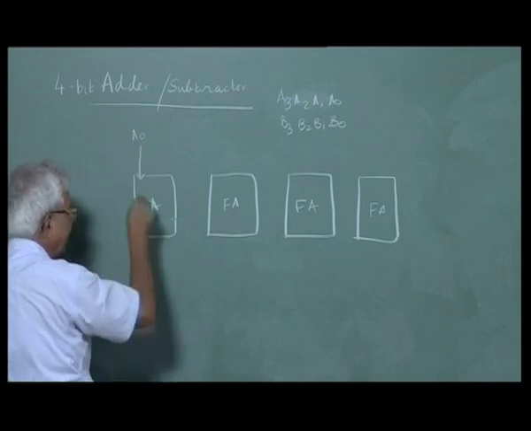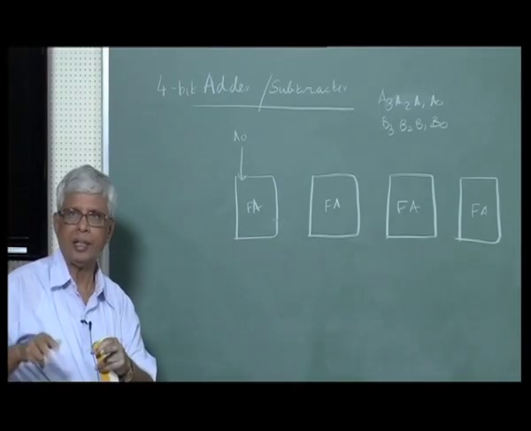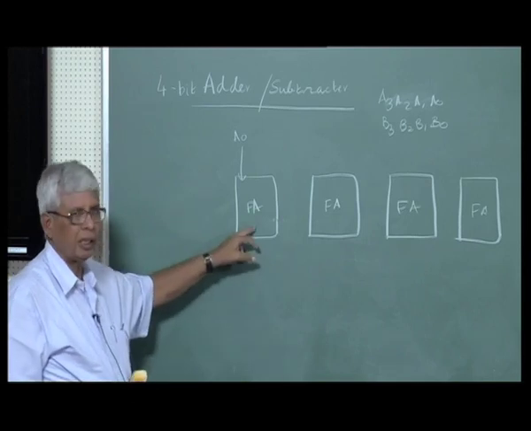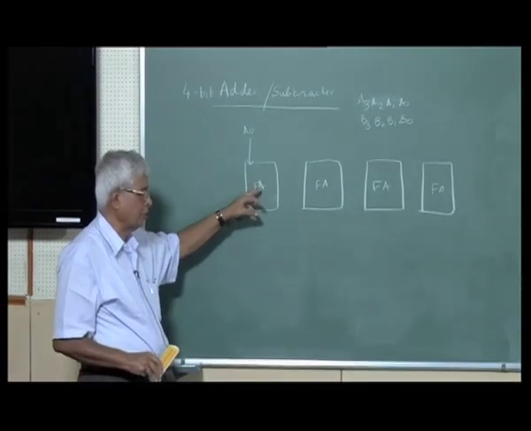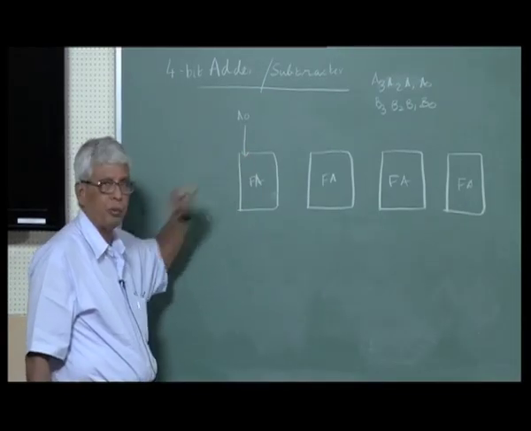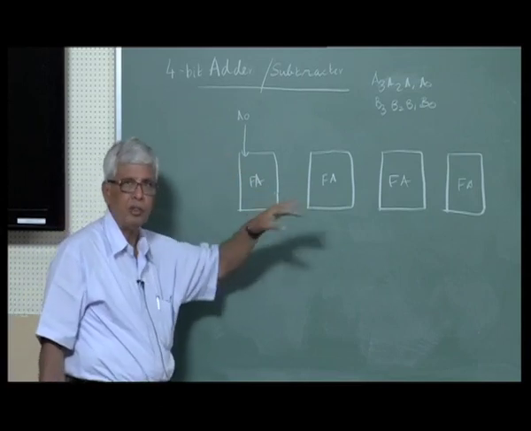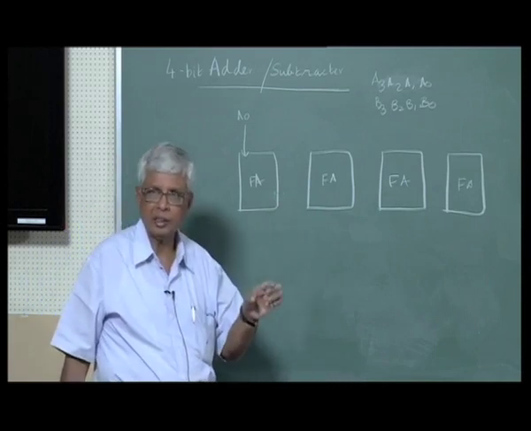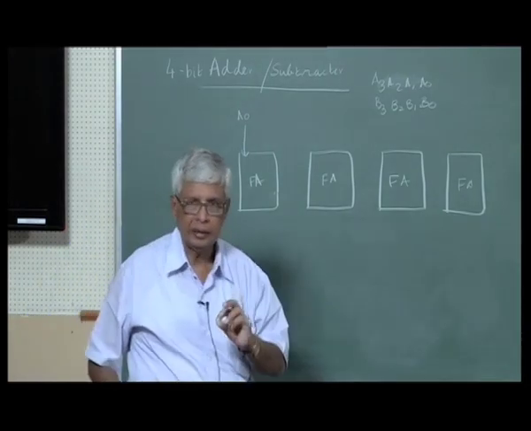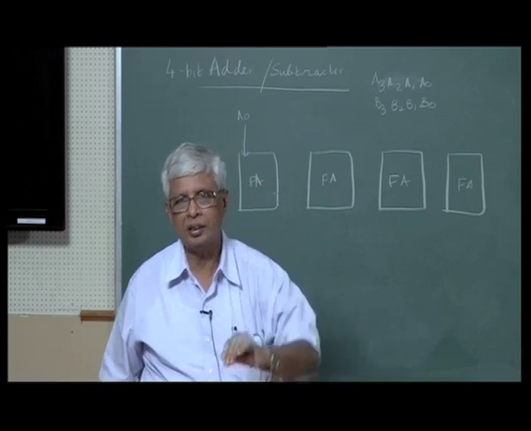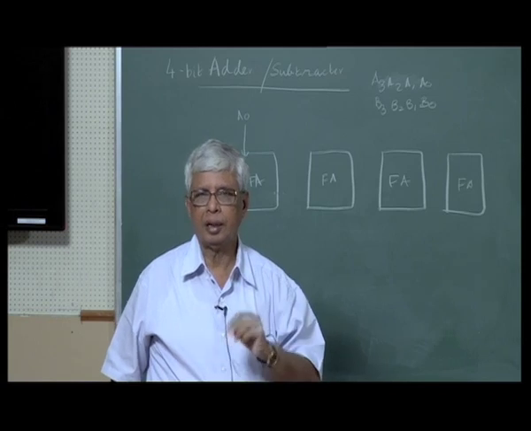But we can't feed B0 directly because we don't know whether we are going to add or subtract. With subtraction, I like to have B0 inverted. If it's adding, I want A0 and B0. Subtraction, I want A0 and B0 inverted. Similarly, A1 and B1 if it's adding, A1 and B1 inverted for subtraction. So I have two possibilities. Either B has to be fed as it is for addition, or B has to be inverted and applied for subtraction.